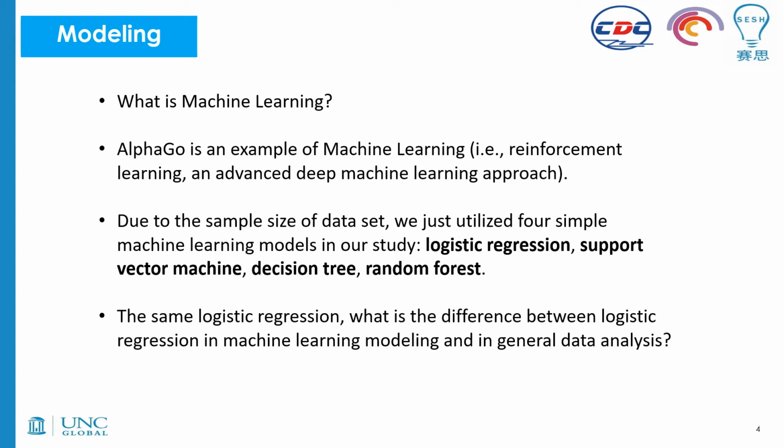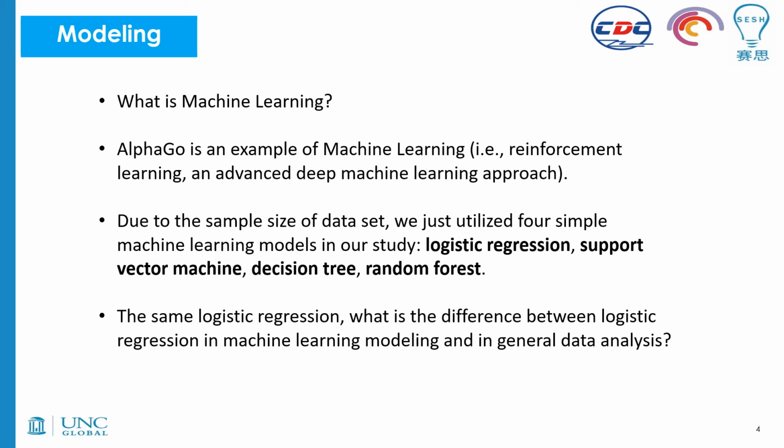So what is machine learning? A good example is AlphaGo. AlphaGo is an implementation of machine learning modeling, and actually AlphaGo used reinforcement learning. It's a very advanced deep machine learning approach. Due to the sample size of our dataset and our trial, we just utilized 4 simple machine learning models in our study: logistic regression, support vector machine, decision tree, and random forest.